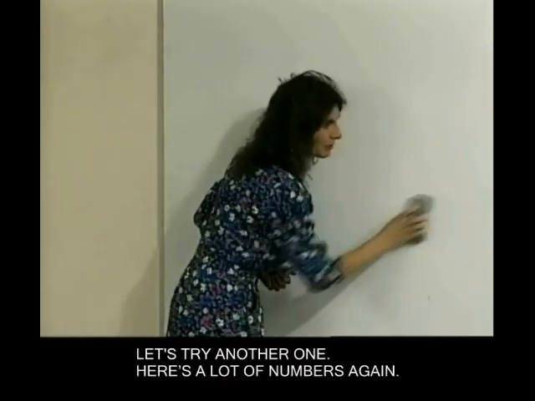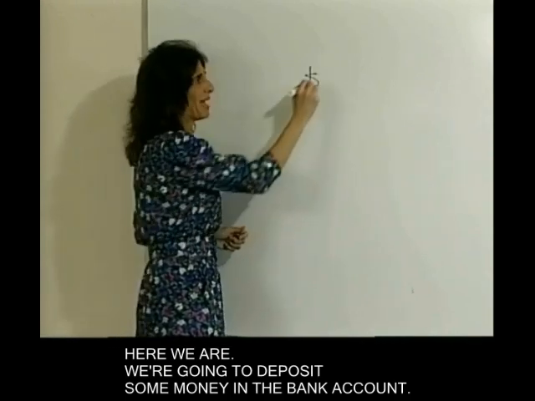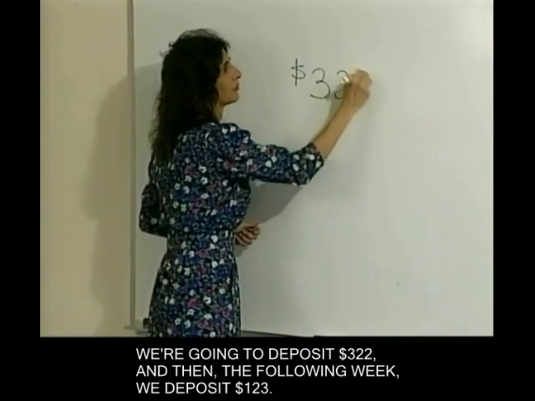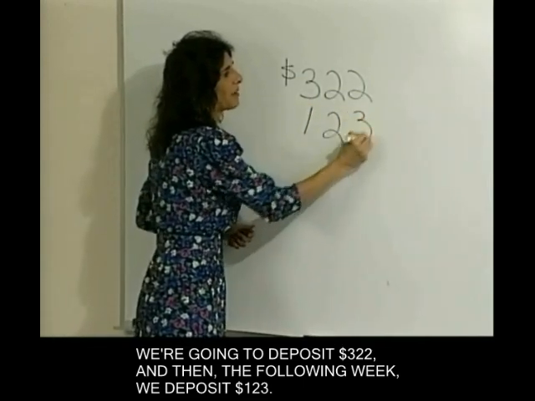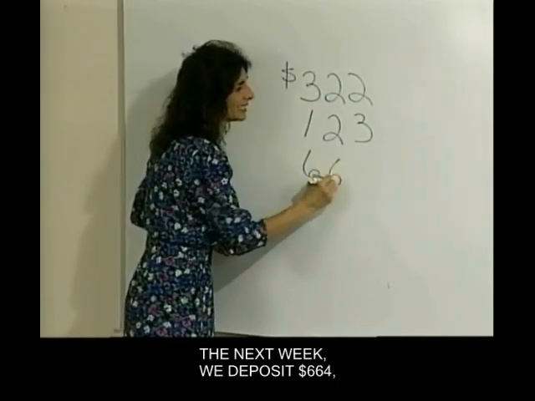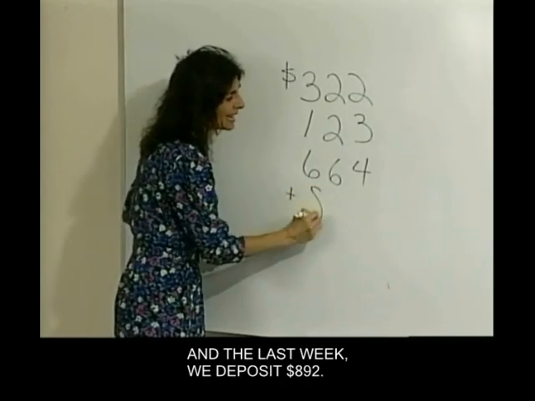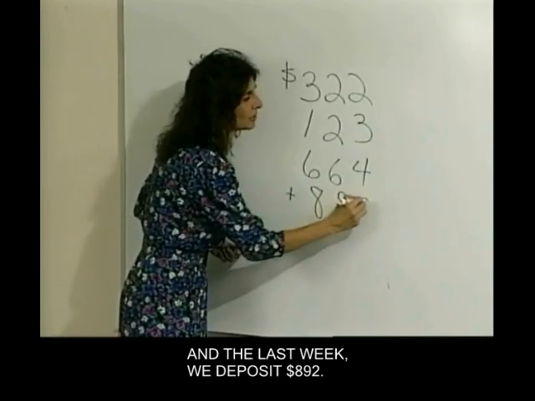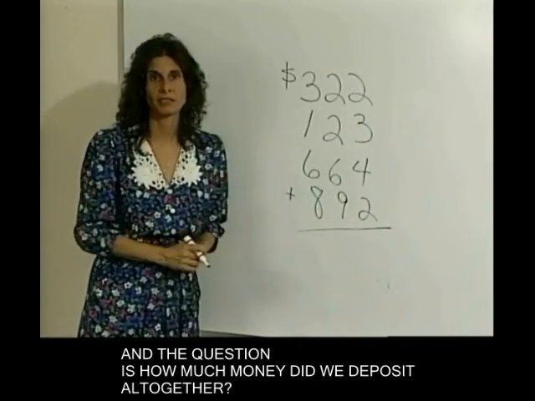Let's try another one with a lot of numbers again. Here we are. We're going to deposit some money in the bank account. We're going to deposit $322. And then the following week, we deposit $123. The next week, we deposit $664. And the last week, we deposit $892. And the question is, how much money did we deposit altogether?